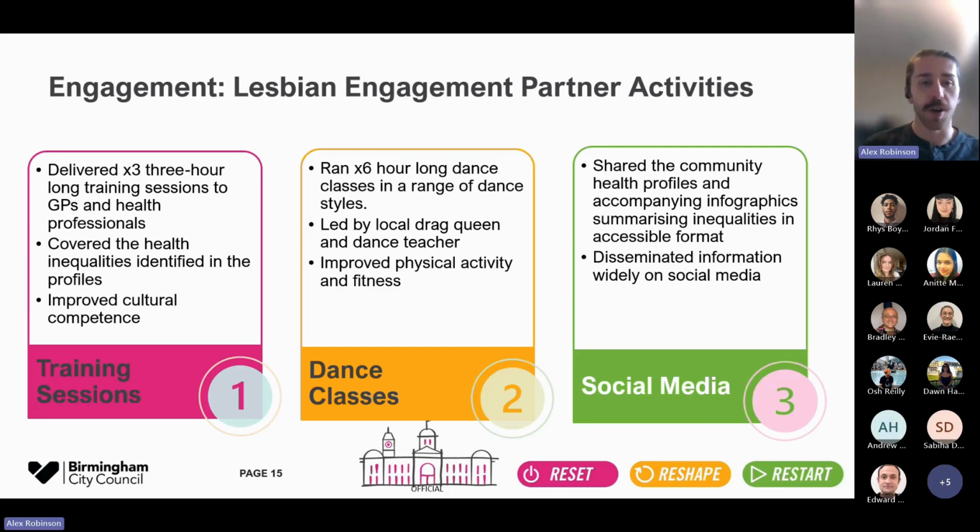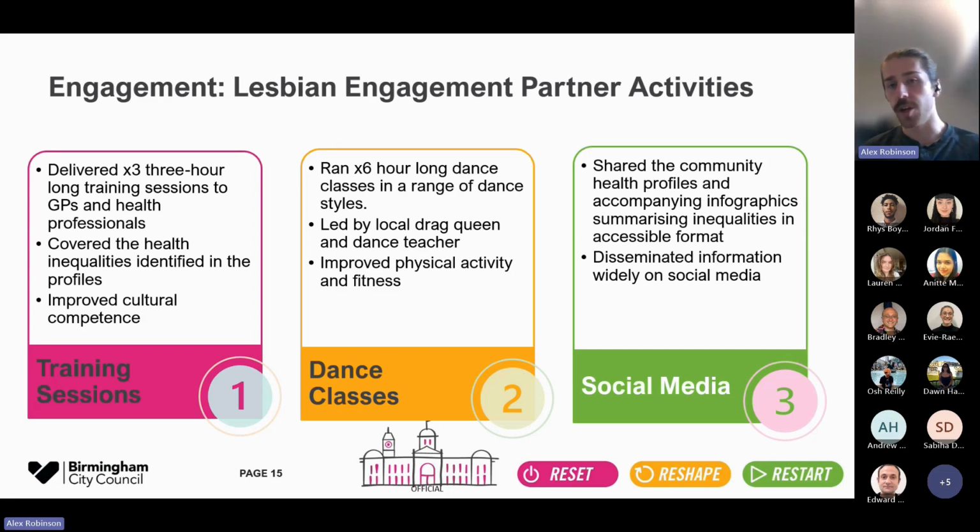Okay. Now I'm going to stop talking about health inequalities and talk a little bit about what we've done to engage with communities off the back of the community health profiles, and also talk a little bit about what we're planning on doing in the future. So following the launch of the first round of community health profiles, the communities team commissioned a range of community engagement partners to disseminate the community health profiles, to engage with the communities, and to deliver health interventions that were informed by the inequalities within the profiles.